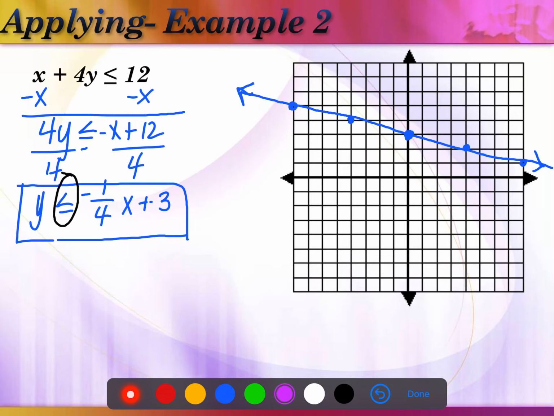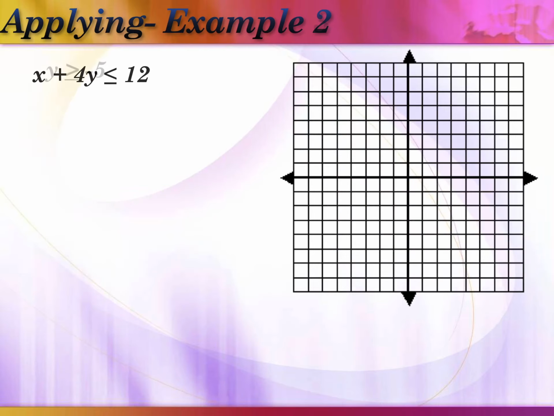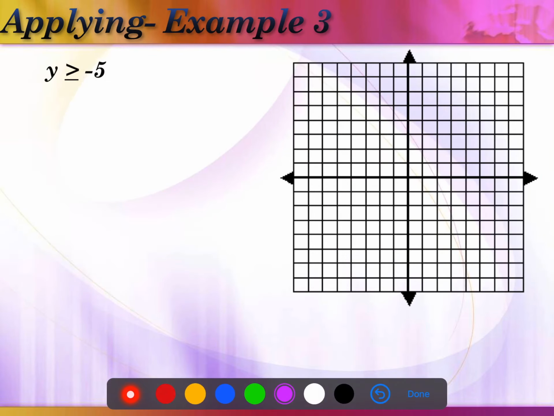All right, and now we have to determine where our shading goes. So this is a less than. For less than, we shade below the line. So my little trick from before: if I put my pencil on the line and I draw arrows that point down for below, that shows me where I should shade. Then I can shade that side of the graph. This is a pretty easy topic. All right.